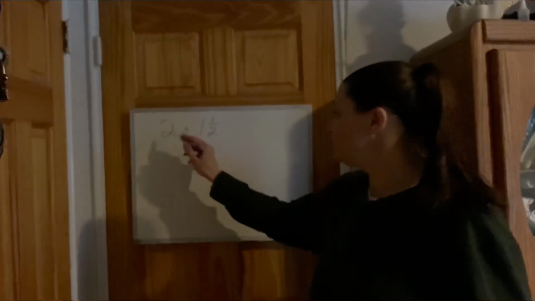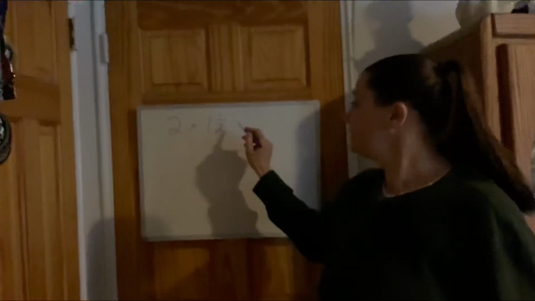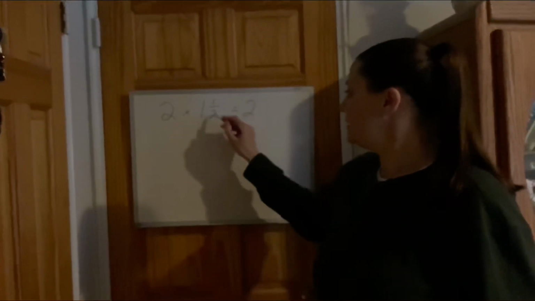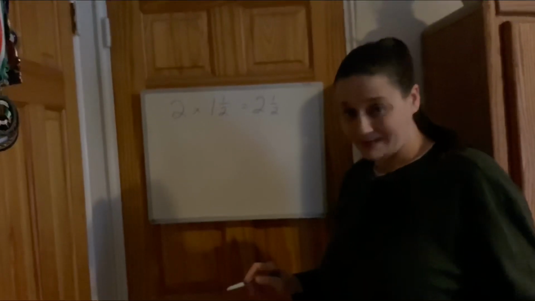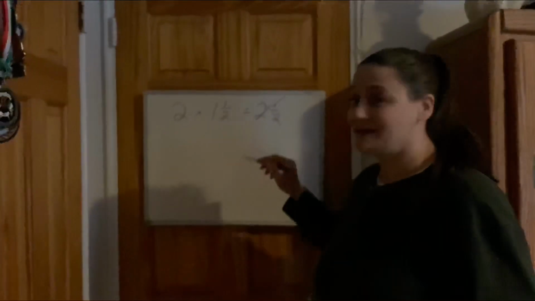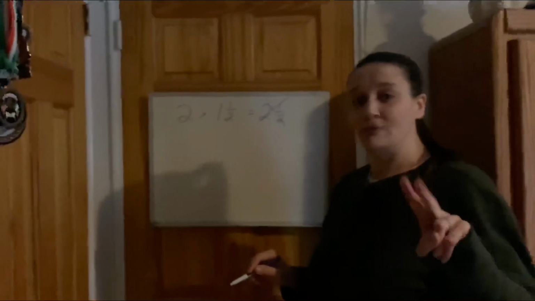Some people think that you just multiply 2 times 1 and then bring the fraction over here. That is not right. That is not how you do it. That is not correct. So there are two methods for doing it.